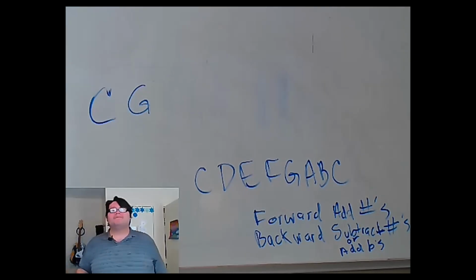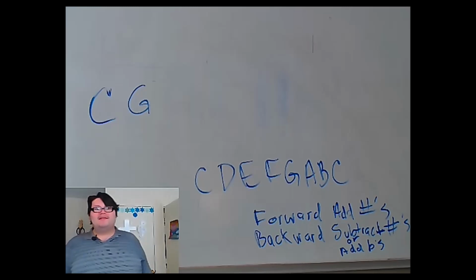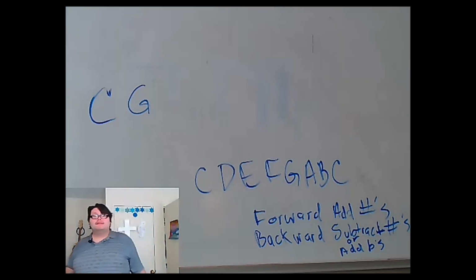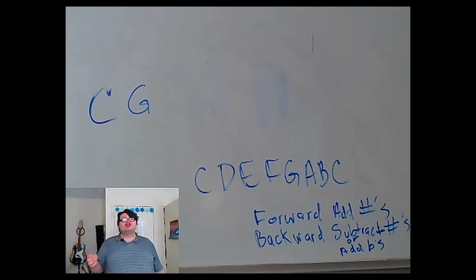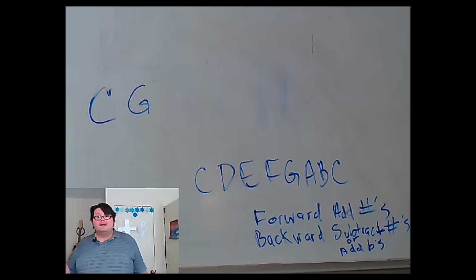Now, let's think about it the other way. What happens if there are already sharps there? How do we move forward if there are sharps? That gets into more advanced theory, and I won't get into it. But this is the simplest method for now.